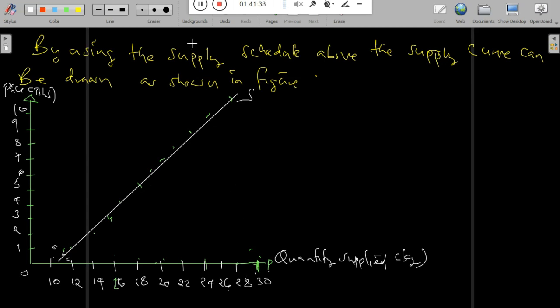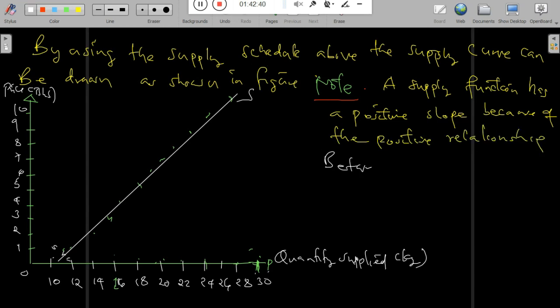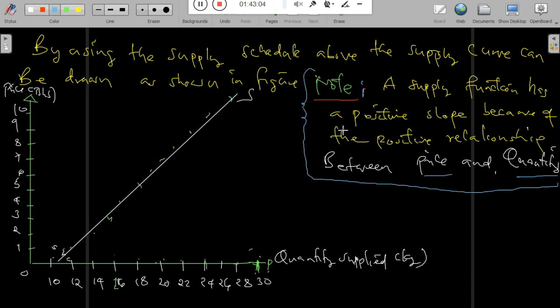Your graph shows that there is a positive relationship between the price in Tanzanian shillings and the quantity supplied in kilograms. This means that as the price increases, the quantity supplied also increases, and when the price decreases, the quantity supplied also decreases. Something to note is that a supply function has a positive slope because of the positive relationship between the price and the quantity supplied.